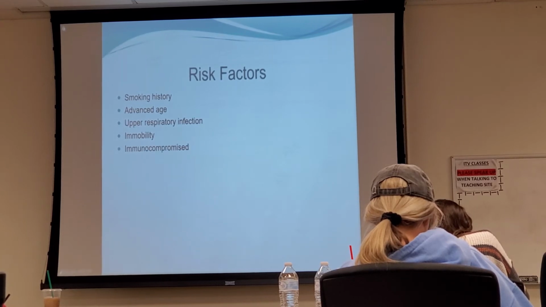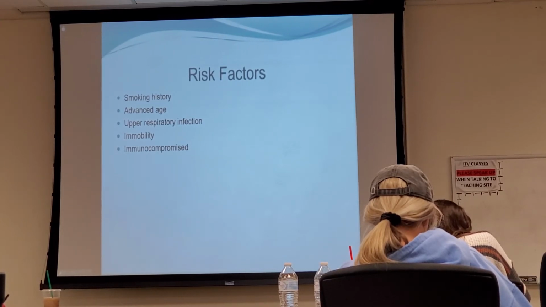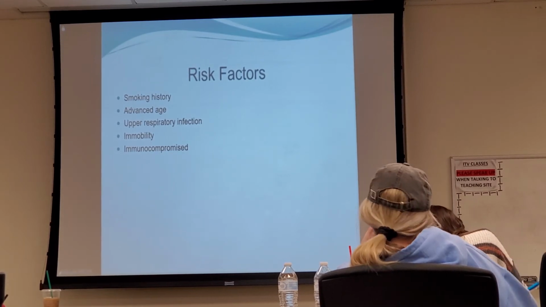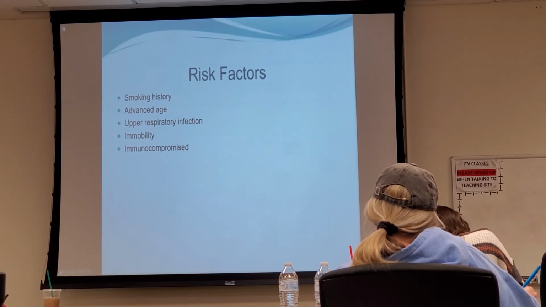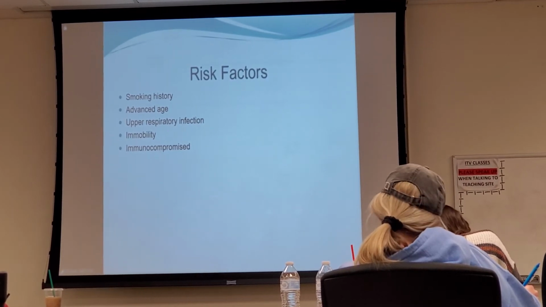Those who are immunocompromised, either because they're on chemotherapy, or because they have a disease like HIV, or because they're severely malnourished because of tuberculosis infection, or because of poverty, or because of homelessness, or because of alcoholism.